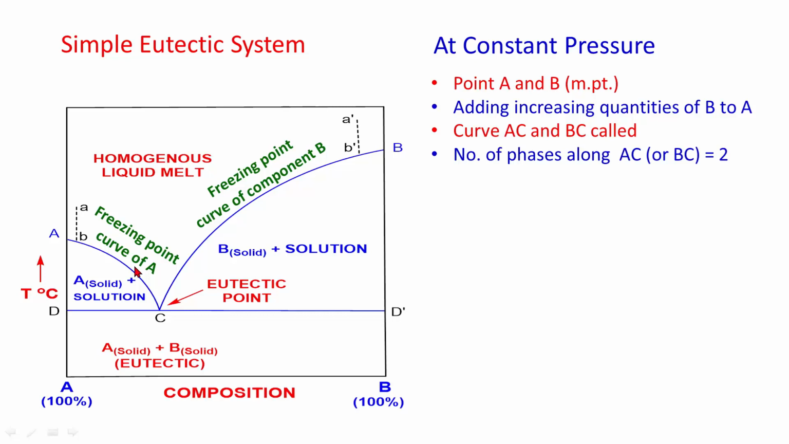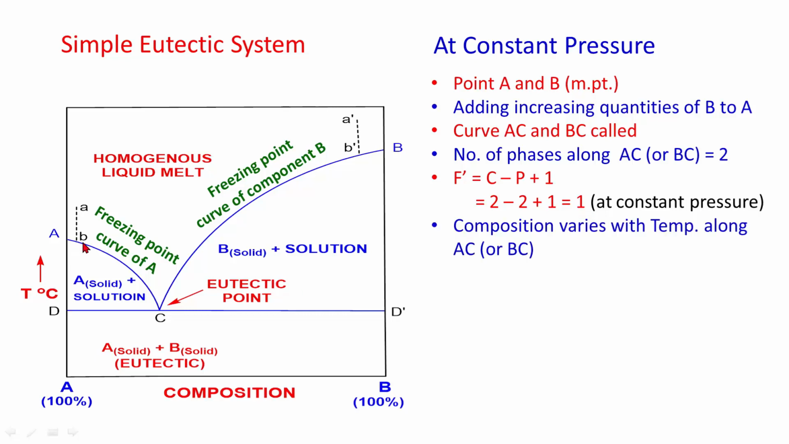Number of phases along AC is 2, that is solid is in contact with solution. We have said A to be the melting point. So at melting point we have the solid in equilibrium with the melt. Along AC we have two phases. If we apply the reduced phase rule equation, we get F dash is equal to 1. Composition varies with the temperature along the line AC.